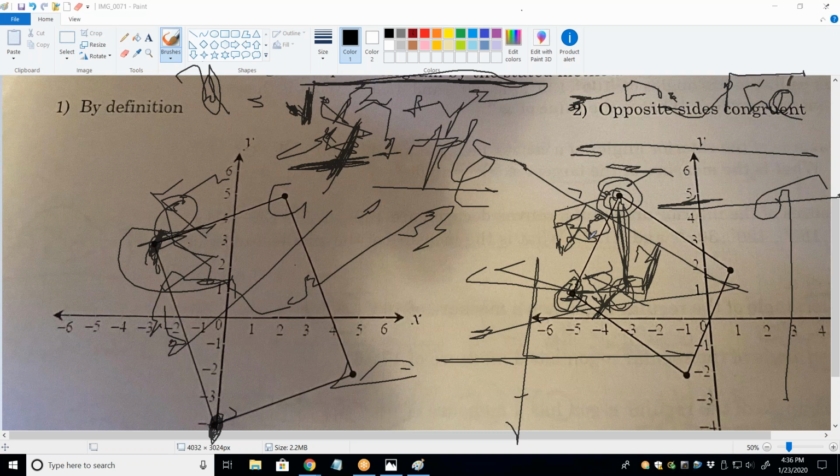So the square root of 20 is the distance of that top left line. So what we have to do is prove its opposite side has the same distance.